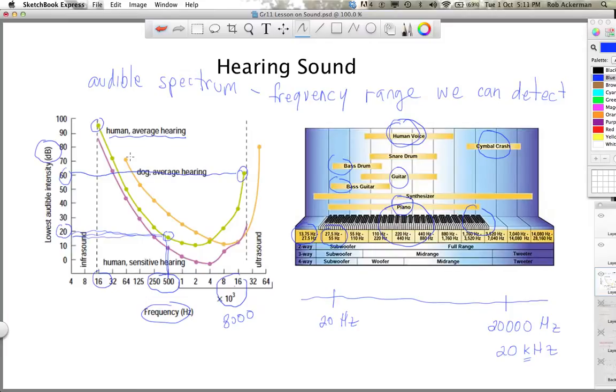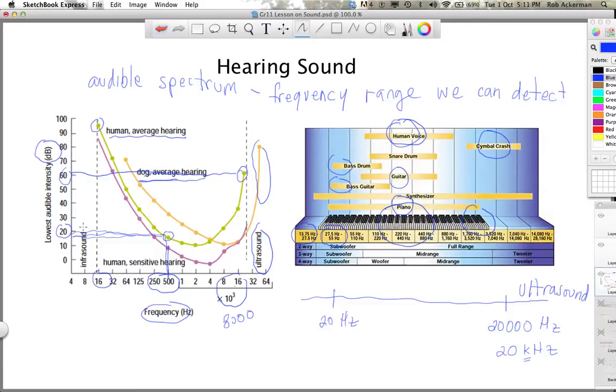Dogs do. The dog's hearing, which is along the orange path here, unfortunately I've put a line through it, but dogs, they do really well in the higher frequency range. We don't even hear there. Our ears don't respond to it. This higher frequency range is called ultrasound. That would be up here.